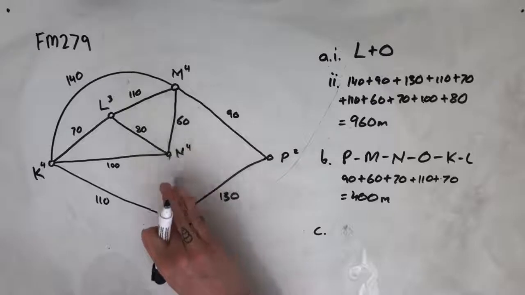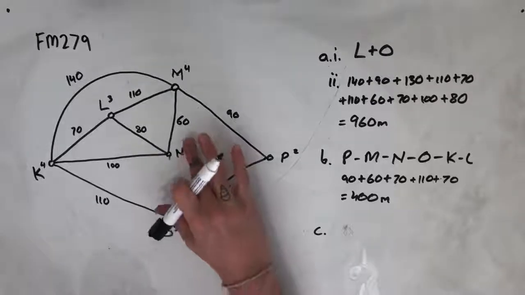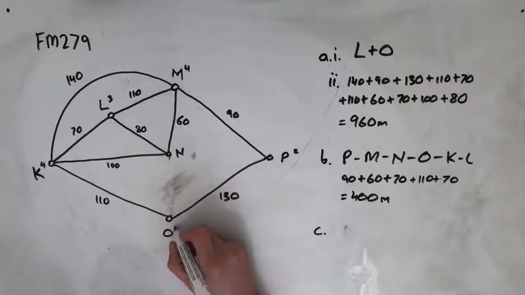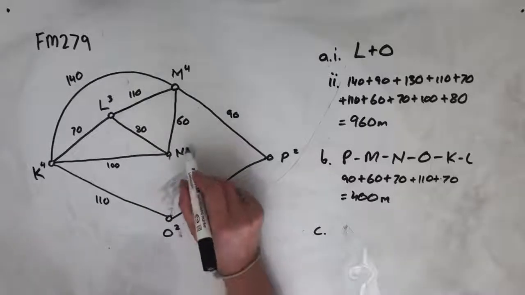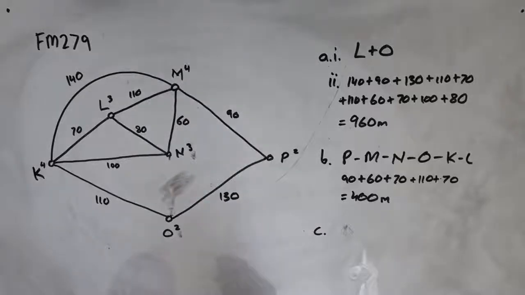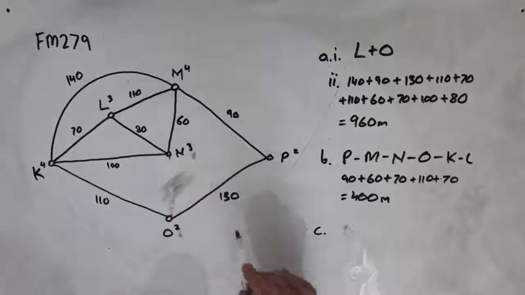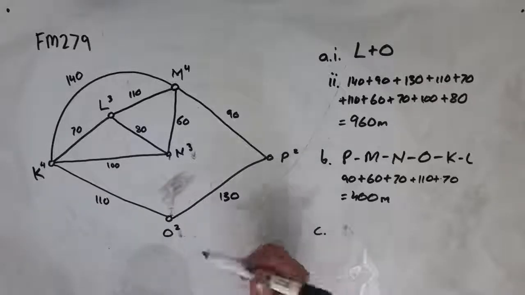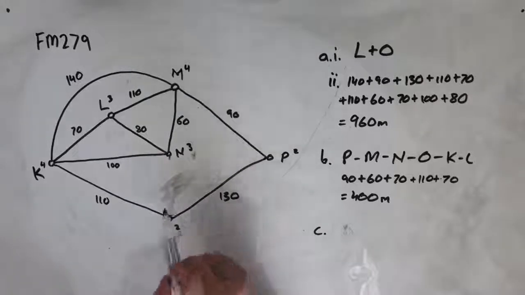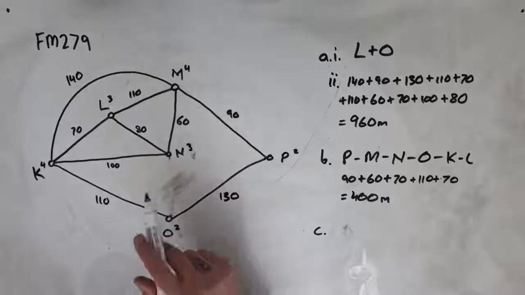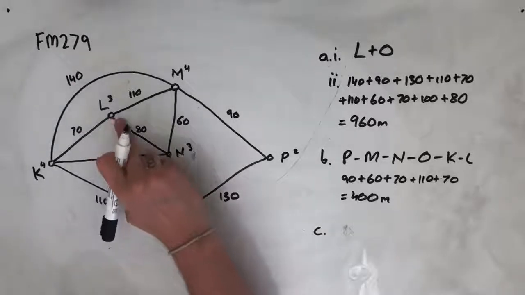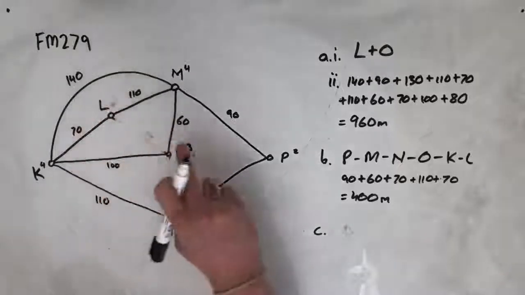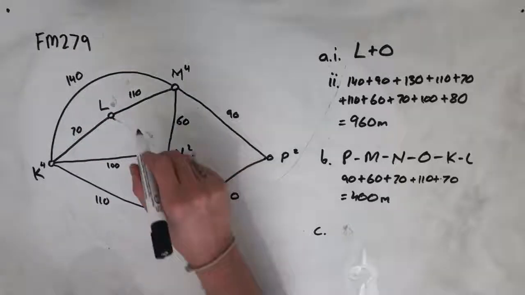Now, what also happens when we remove this edge is the degrees of N and O change. O now has a degree of 2 and N now has a degree of 3. In order for an Eulerian circuit to exist within our network, all of our vertices must be of even degree. The two vertices that are not of even degree are L and N, which means if we were to remove the edge between them, it would turn each of them from being odd to even.